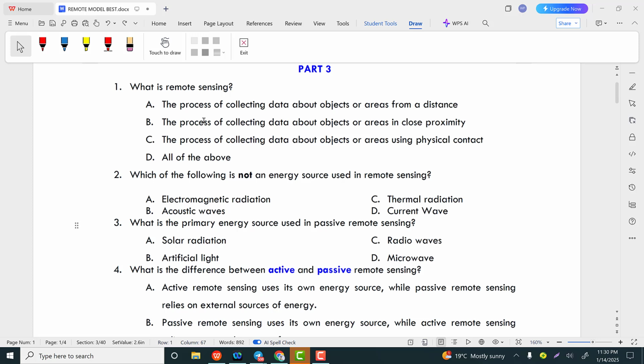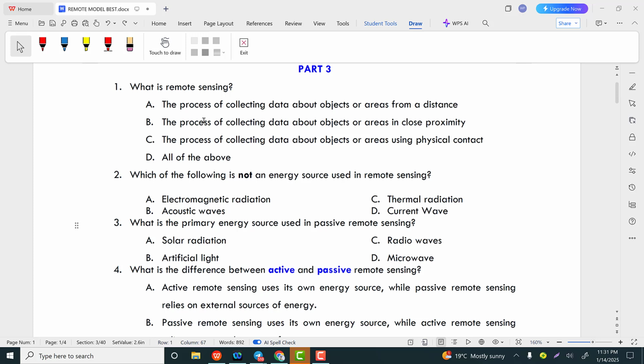The first question is related to the basic concepts of remote sensing. The question says, what is remote sensing? A. The process of collecting data about object or area from distance. This option is absolutely correct. B. The process of collecting data about object or area in close proximity. These statements have a little bit of truth, but we are expected to compare and contrast with the available options.